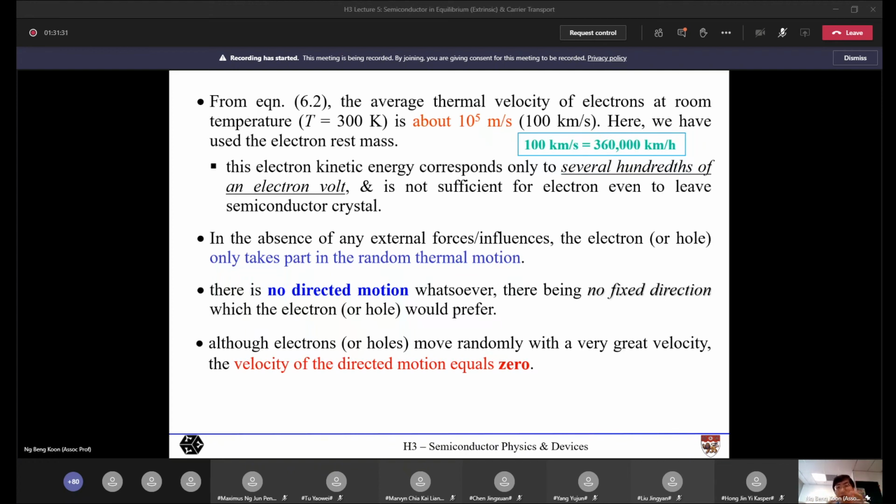So you could consider, for example, free electrons. If they have a temperature of 300 Kelvin, then they are actually moving around quite fast. That corresponds to about 100 kilometers per second. And you convert it to kilometers per hour, that's actually 360,000 kilometers per hour, which is very, very fast. Look at, say, the bus that you take. What's the maximum speed that the bus is moving on the road? It's usually maybe 80, 90 kilometers per hour.